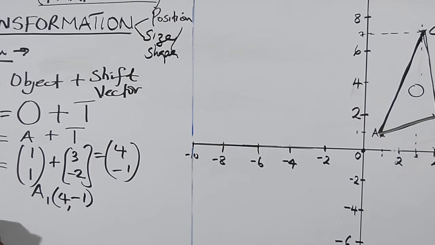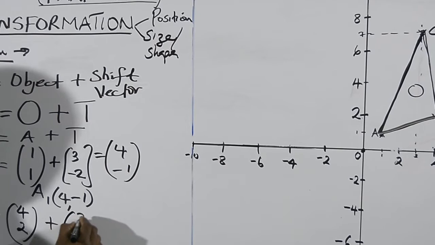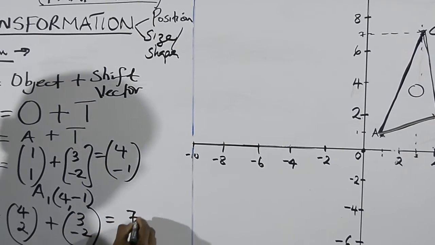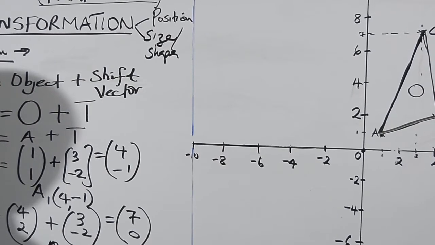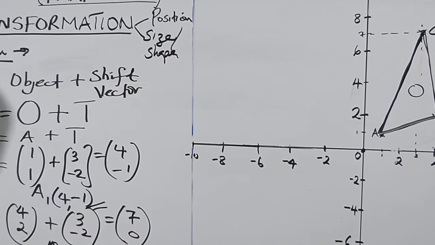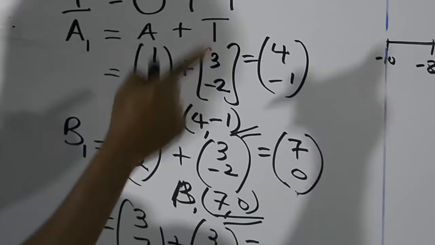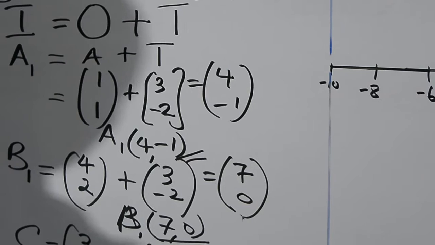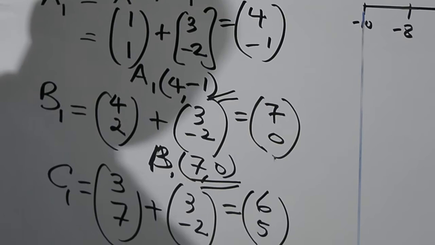Now I want to do it for B also. B is (4, 2), and the shift vector is (3, -2). So this is 7 and 0. I can write it in row form as B1 (7, 0). Now I go to C. C1 is (3, 7) plus the shift vector: 3 plus 3 is 6, and 7 minus 2 is 5. So I've got C1 as (6, 5).